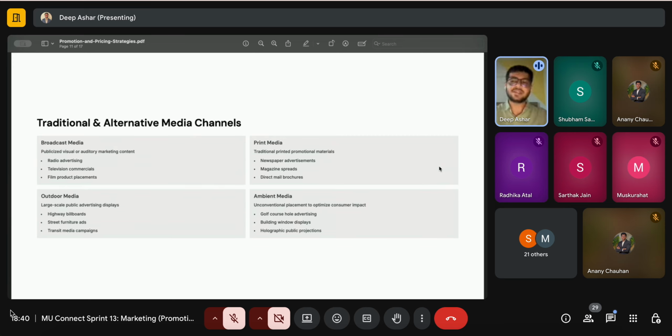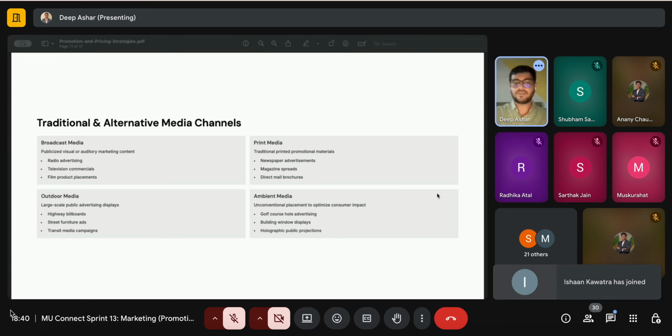So वो है magazine spreads, where you use magazines to communicate about your particular brand. Again, very self-explanatory. And we have your brochures and direct mail.